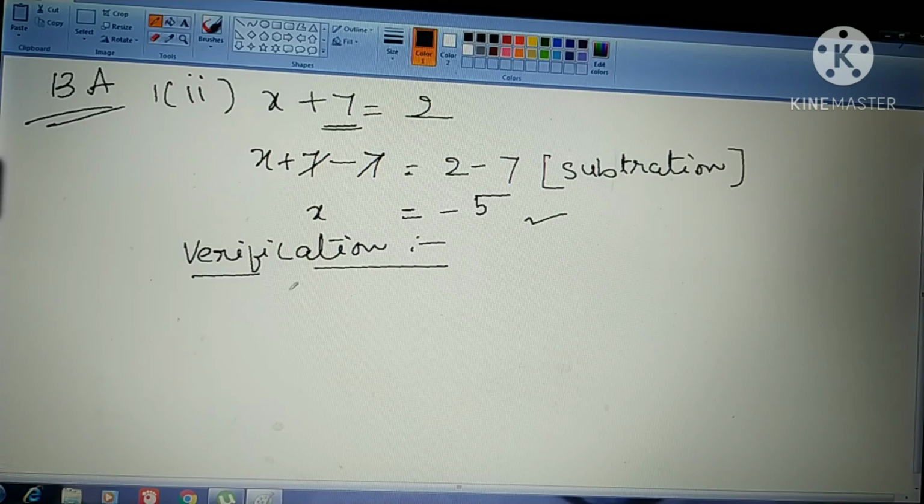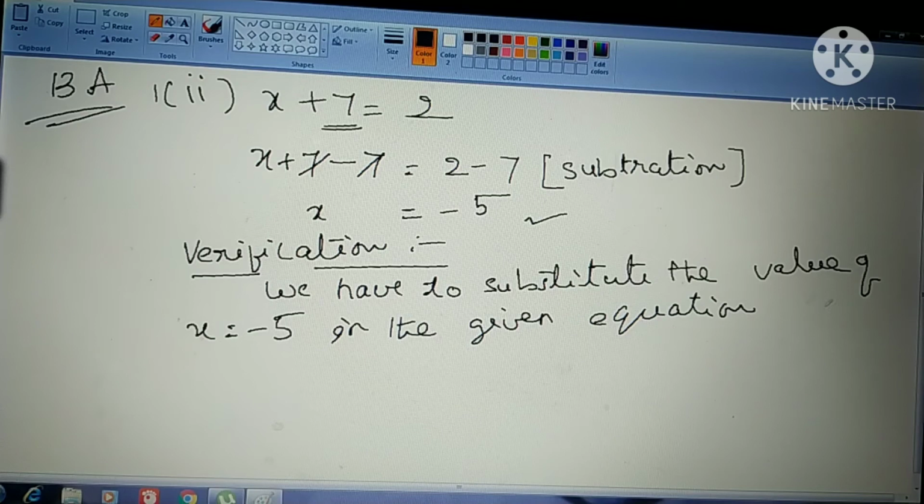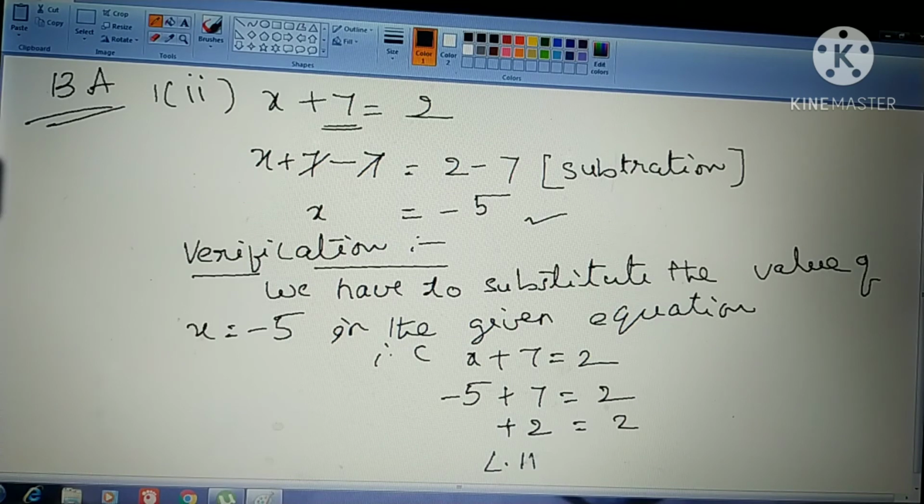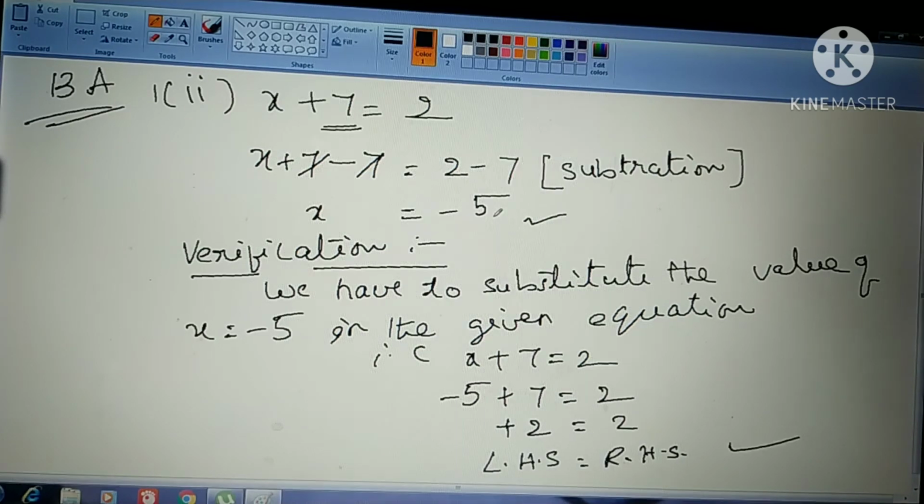What to do here? Substitution. That is x plus 7 equal to 2. Replace this x with minus 5. Minus 5 plus 7 equal to 2. Minus 5 plus 7: always you take the sign of the bigger number, that is plus 7 minus 5, you get 2. So LHS equal to RHS.